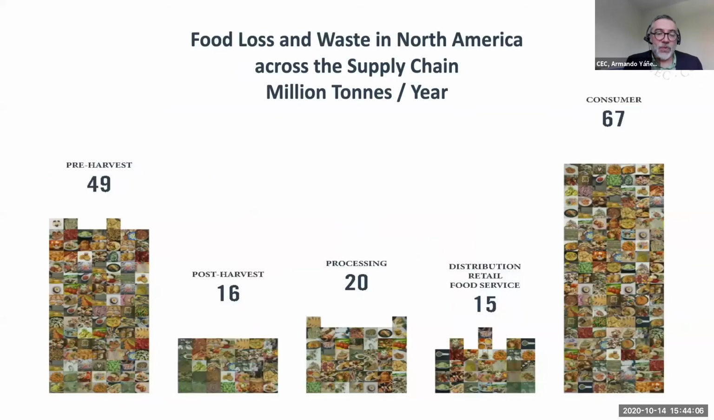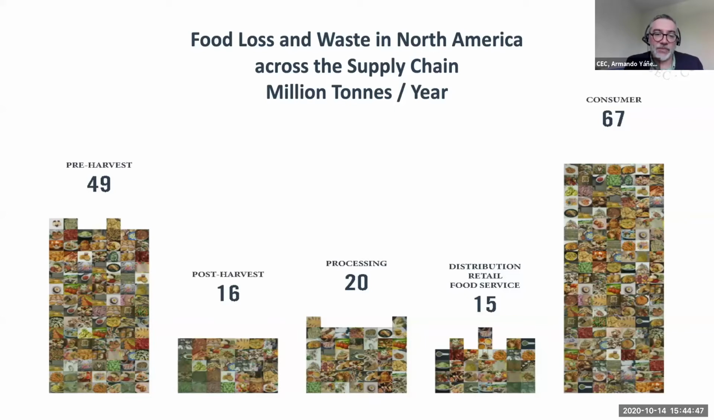And here we see where food loss and waste is happening across the supply chain. So as you can see, it happens all around. It's not just the consumers that are doing this, or not just the companies or the stores. It happens in the pre-harvest stage, in post-harvest, processing, distribution, transportation, retail, food service, and of course consumers in our very own homes.